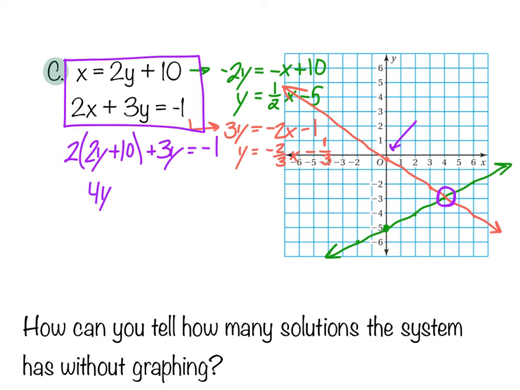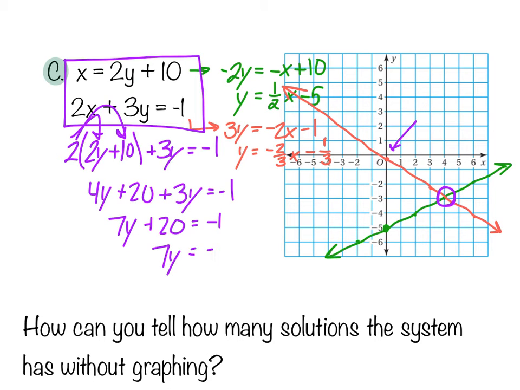That's going to be 4y plus 20. Make sure you distribute to both of those numbers. Plus 3y equals negative 1. And then we've got 7y plus 20 equals negative 1. We're going to move the 20 over by subtracting 20 to get negative 21. And that means y equals negative 3.